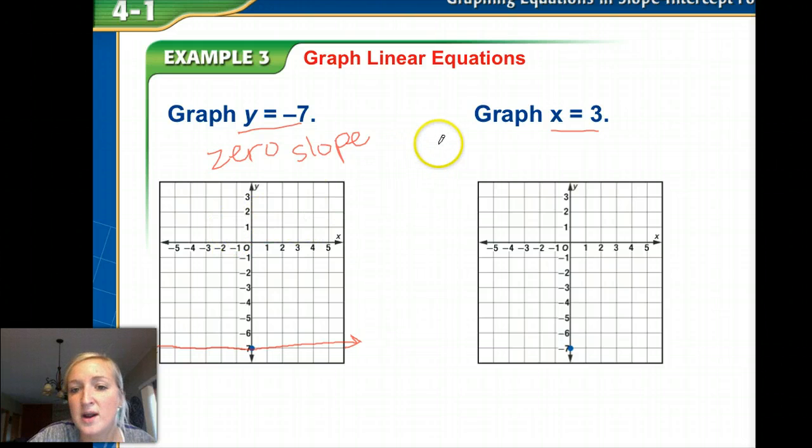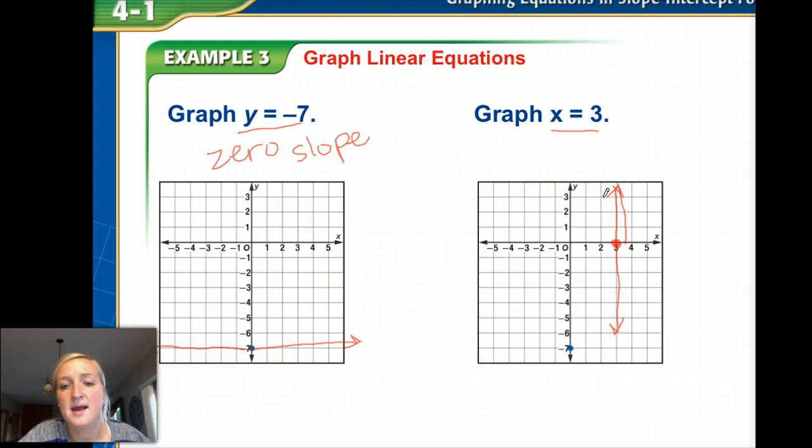Now my next equation, x equals 3, is a vertical line. So I'm going to put my point right at 3 and draw a straight line through x equals 3, and this is no slope.